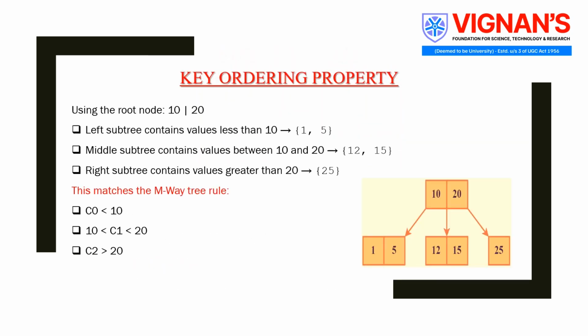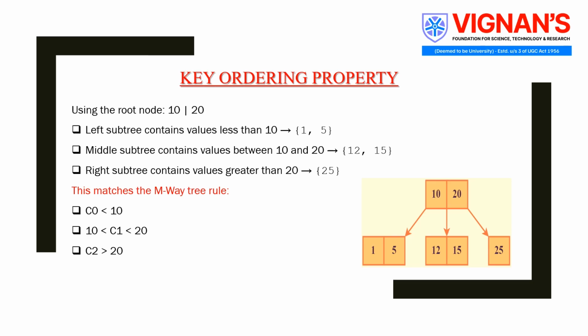Next, let's talk about one of the most important aspects of an M-way search tree, the key ordering property. Using the root node from our example, we have the keys 10 and 20. This divides the data into three distinct regions. The left subtree contains all values less than 10, which in our case are 1 and 5. The middle subtree contains values that lie between 10 and 20, and here we have 12 and 15. Finally, the right subtree contains values greater than 20, which is the key 25.